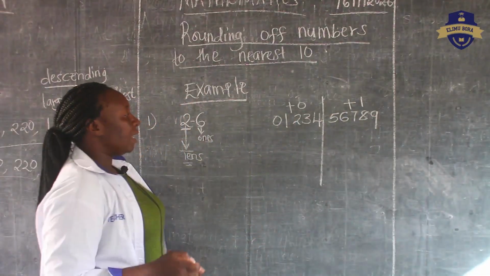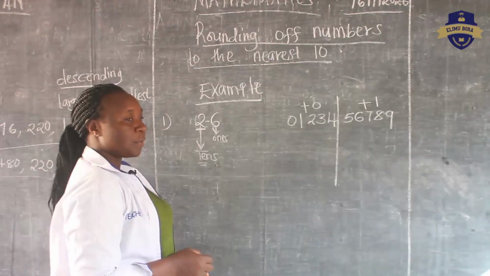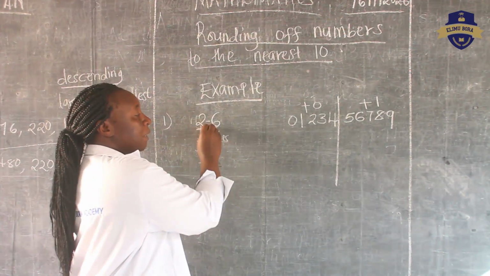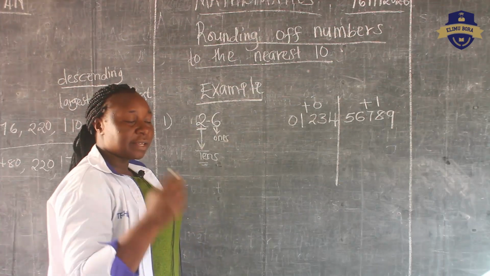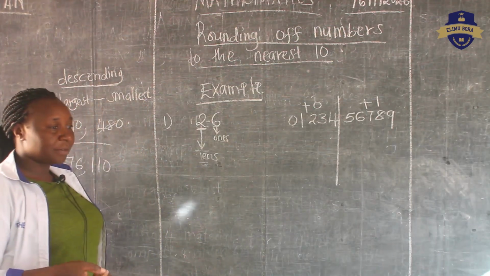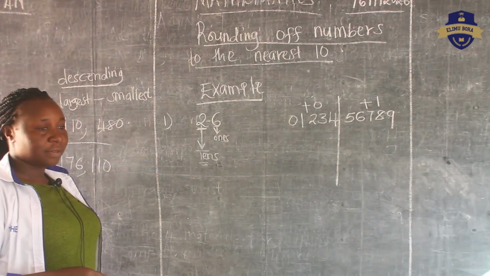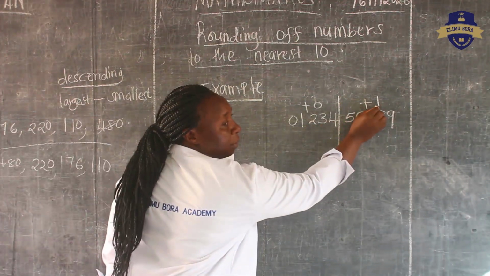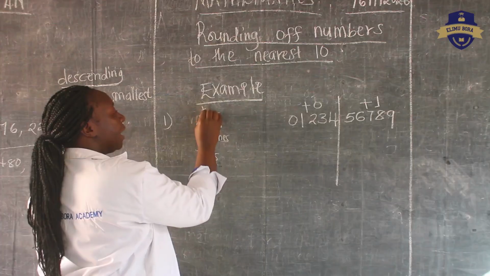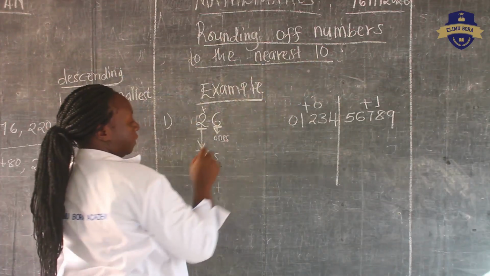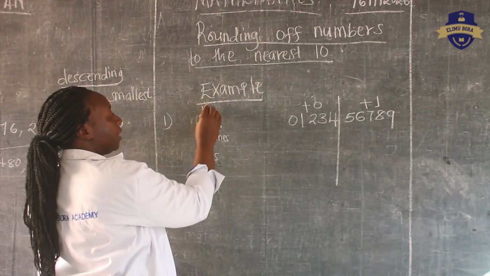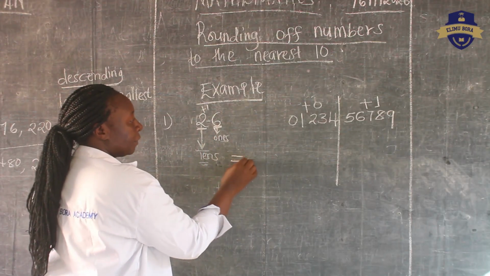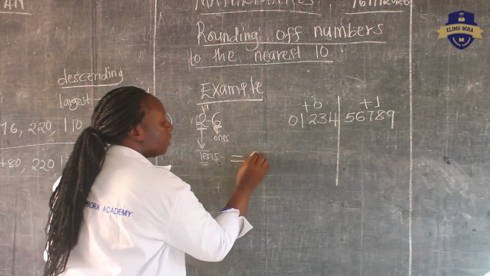And where are we going to add that 1? Number 2 or number 6? Just try. Just say any number. Tutaandika wapi? Sio hapa. Huyu 6 ametuletea 1. So this one we are going to add to our tens. Tens ni nani? 2. So hii 2 tutasema plus 1. 2 plus 1, what are we going to get? It is 3.